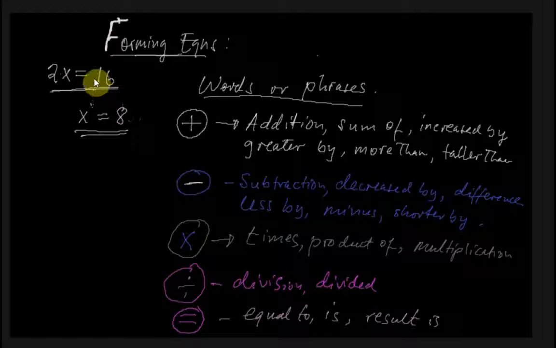It has been formed from words. This is 2 times x equal to 16. Those are simple words which correspond to this. So when we form equations, there are some common words we use, words or phrases, a combination of words. We also use signs like the equal sign and multiplication. Between here there is a multiplication. So we talk about the symbols we use.